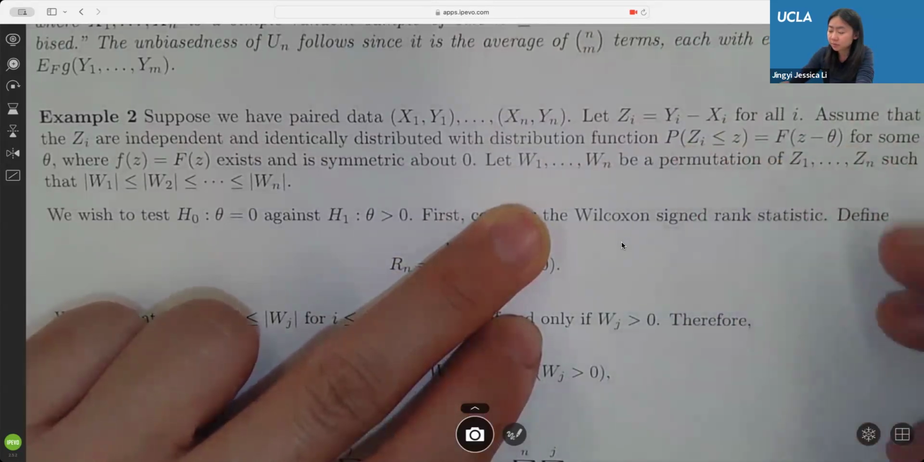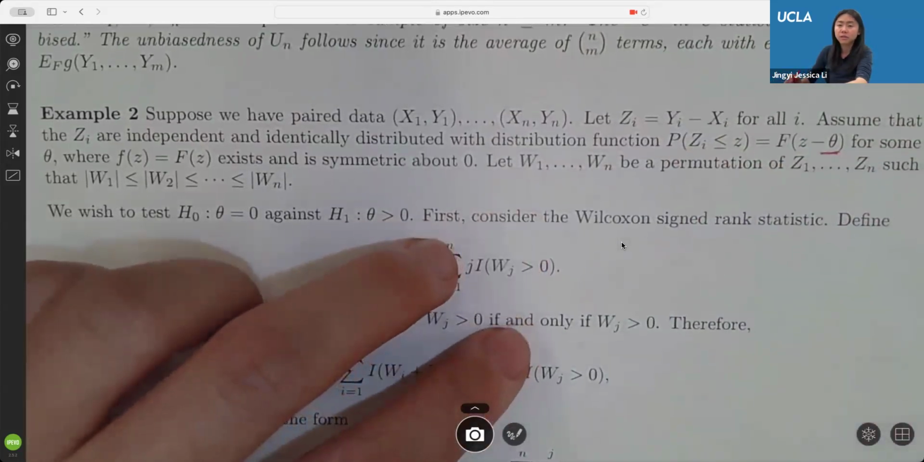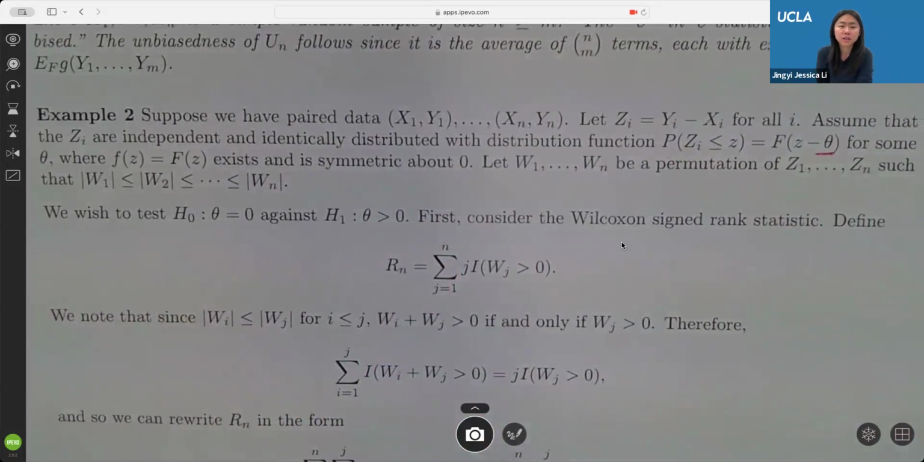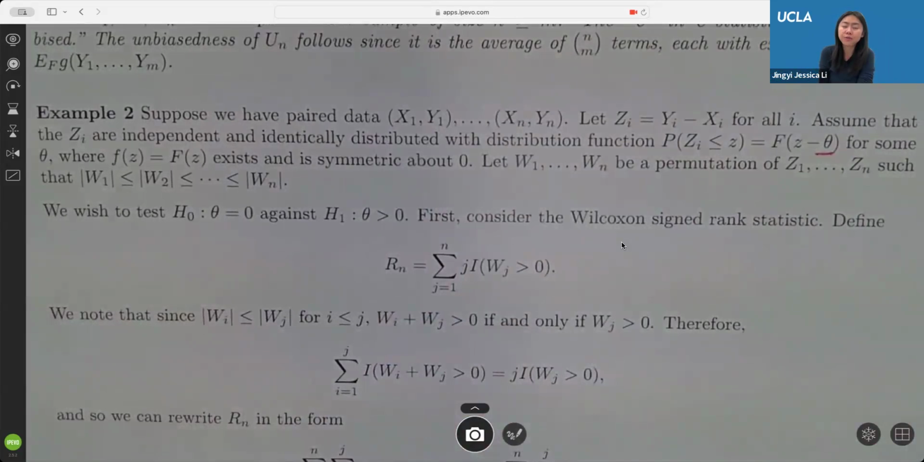And in this distribution, there is a key parameter theta. So suppose that we can write zi's CDF as F at z minus theta for some theta, where F is the CDF of a symmetric distribution around zero. So in other words, you are wondering whether the distribution of zi is centered at zero. Theta is a shift and the center; the question is whether theta, as a center, is zero or not.